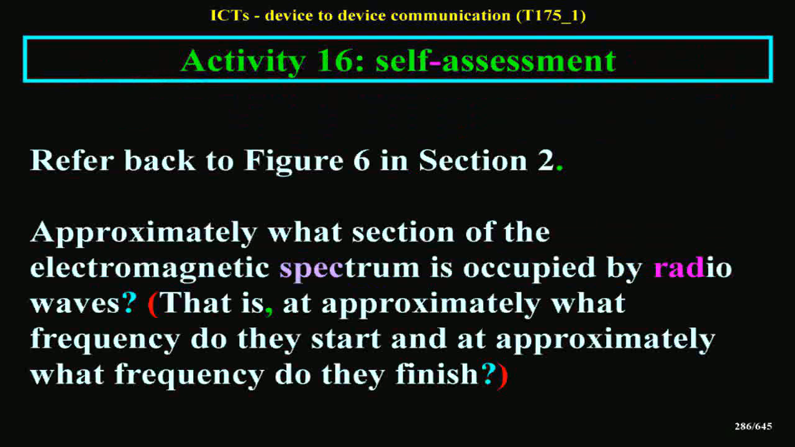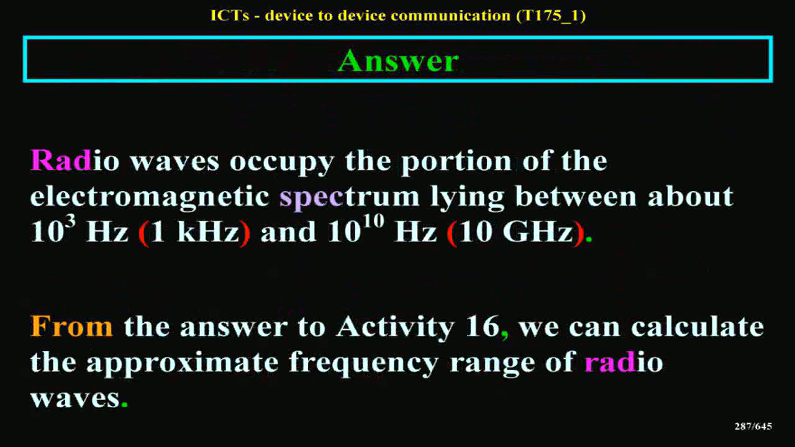Activity 16. Self-assessment. Refer back to Figure 6 in Section 2. Approximately what section of the electromagnetic spectrum is occupied by radio waves? That is, at approximately what frequency do they start and at approximately what frequency do they finish? Answer. Radio waves occupy the portion of the electromagnetic spectrum lying between about 10^3 Hz (1 kHz) and 10^10 Hz (10 GHz).